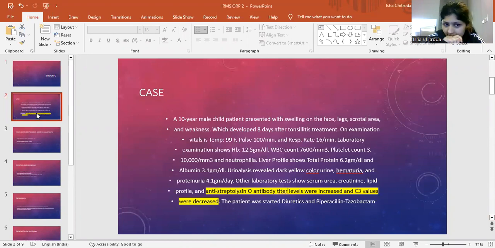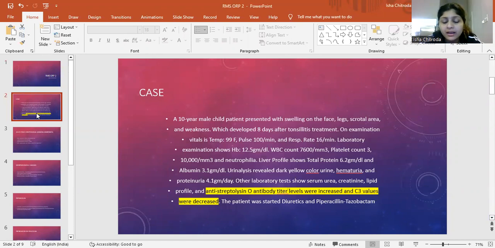So the case that we have here is a 10-year-old male child who presents with swelling on the face, legs, and scrotal area, and weakness. Basically, could show edema. And prior to this, 8 weeks ago, he had tonsillitis treatment, and he also had neutrophilia as well as proteinuria, hematuria, and dark yellow colored urine.